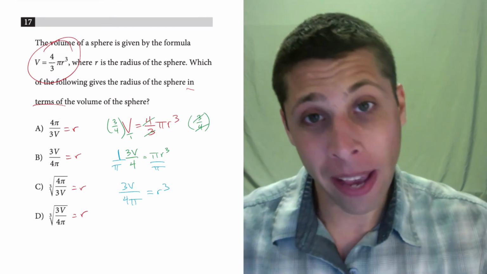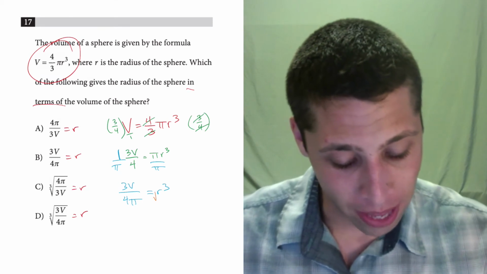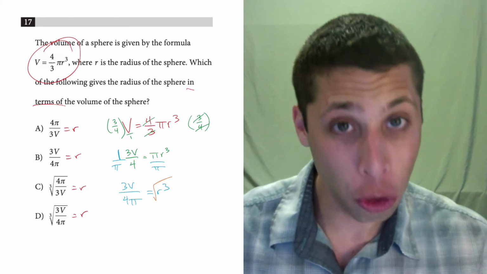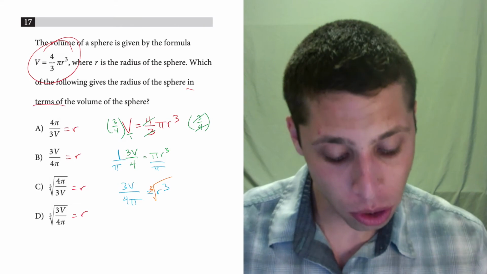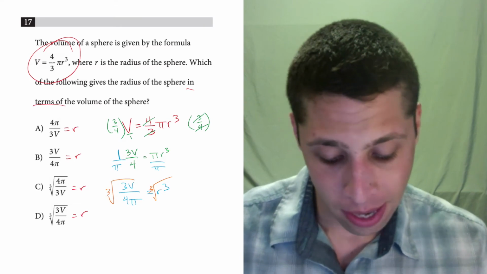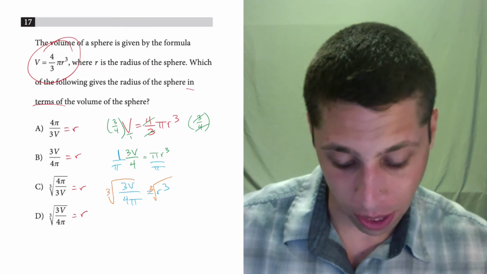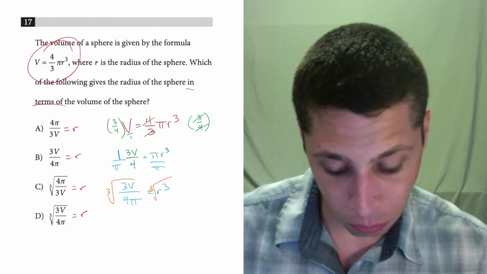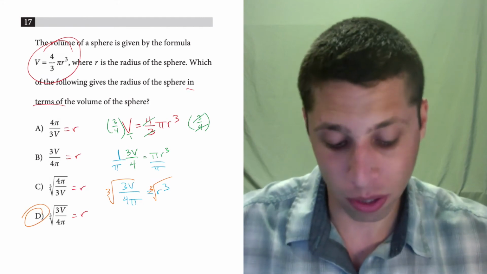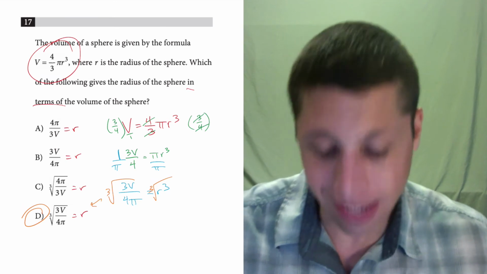But it's on the bottom, and that brings us to our last step, which is to get rid of that exponent. So how do we get rid of a cube? We take the cube root, and we can do that to both sides. And there's no simplifying involved with that, right? This is just an answer. The cube root of 3v over 4 pi, that's choice D, right? So this is the answer.